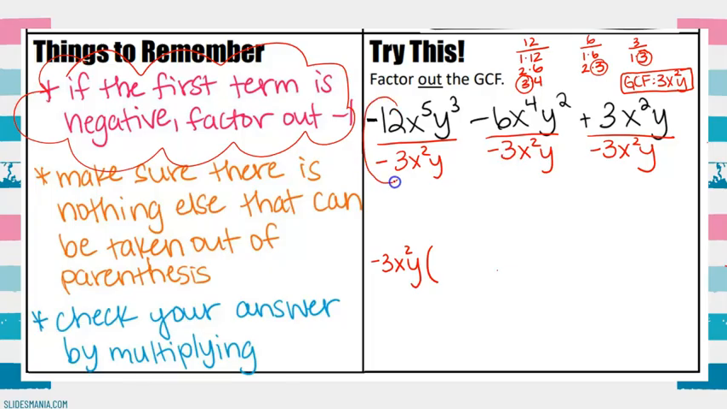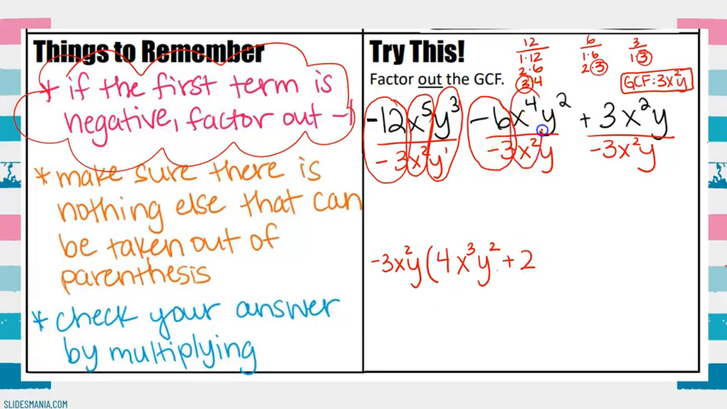Then I'm going to do little mini division problems. So I'm going to get negative 12 divided by negative 3, which is positive 4. If I have x to the fifth divided by x to the second, that leaves me with x to the third. And then y to the third divided by y to the first is y to the second. That's all of the parts of that first term. I'm going to do the same thing with these next two terms. Negative 6 divided by negative 3 is a positive 2. X to the fourth divided by x to the second is just x to the second. Y to the second divided by y to the first is just y.